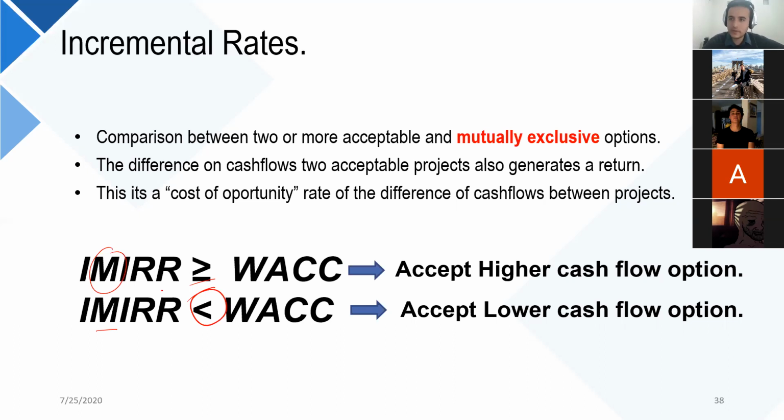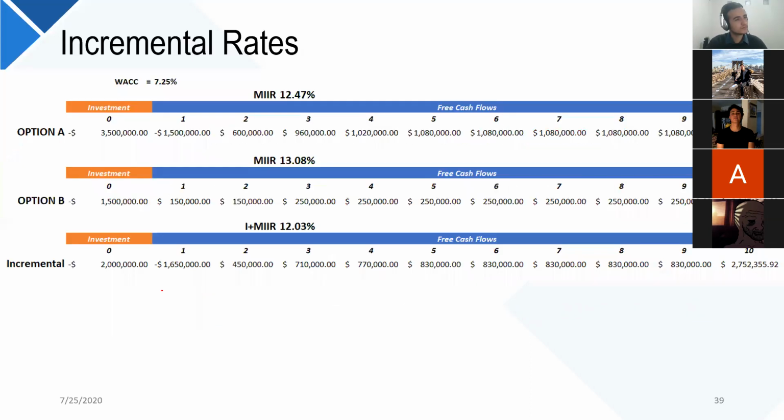Okay, so if the rate generated by the difference of cash flow is less than the weighted average cost of capital, it means that the opportunity cost is actually greater for us when taking the higher cash flow option than taking the lower cash flow option. It means that inside the project, the reinvestment rate is less than the WACC. Okay? Was that clear?